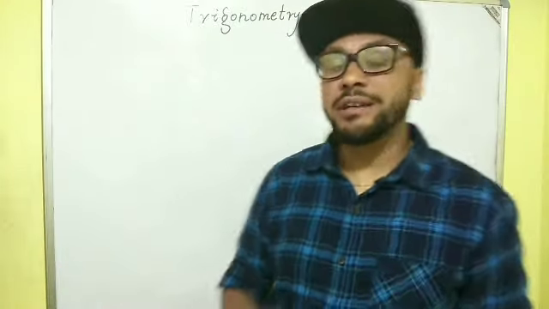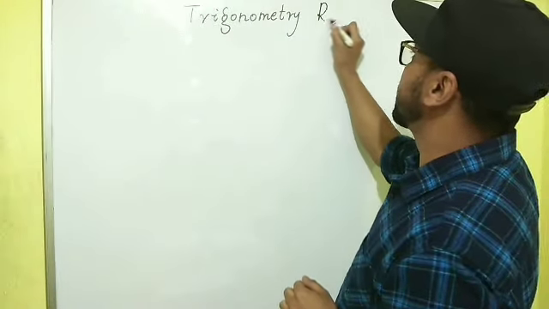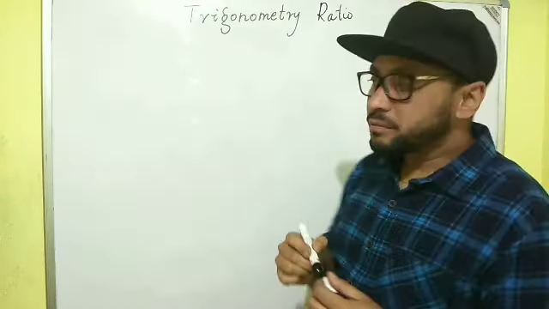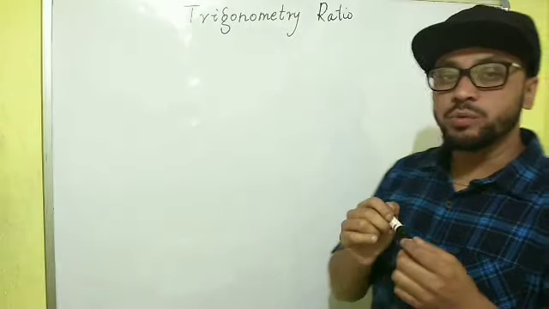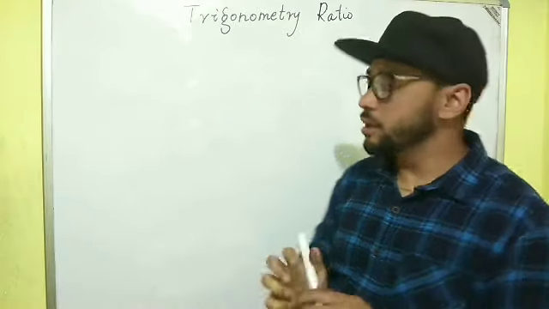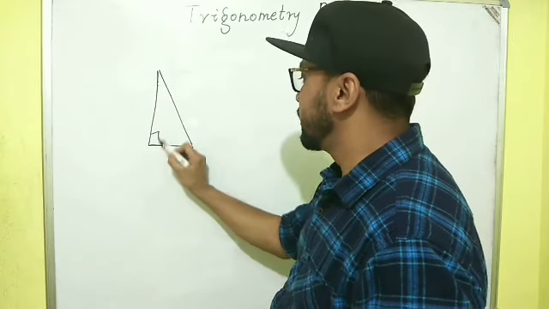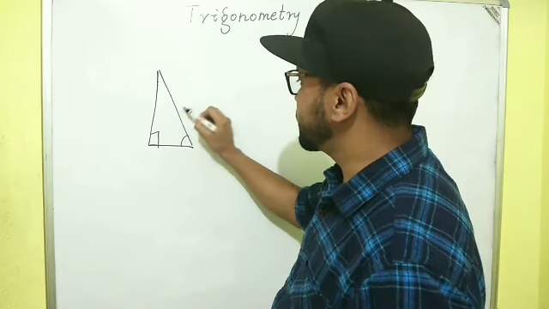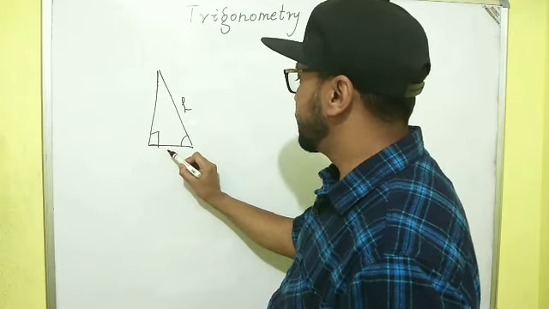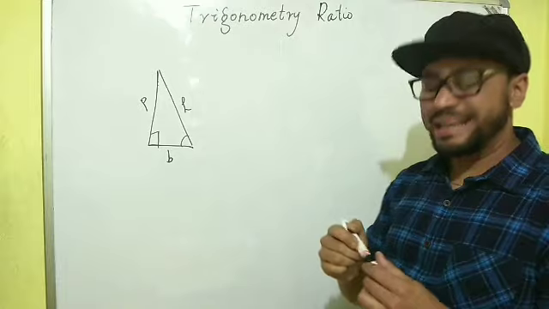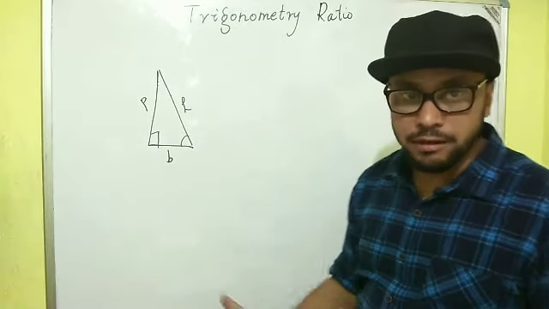Now the first one is trigonometric ratio. What is a ratio? Ratio means we relate one term with another. Here we relate the sides of a right angle triangle. Let's take that this angle is given, so that means this is your hypotenuse, base, and perpendicular. Now we can relate any two sides of a right angle triangle.